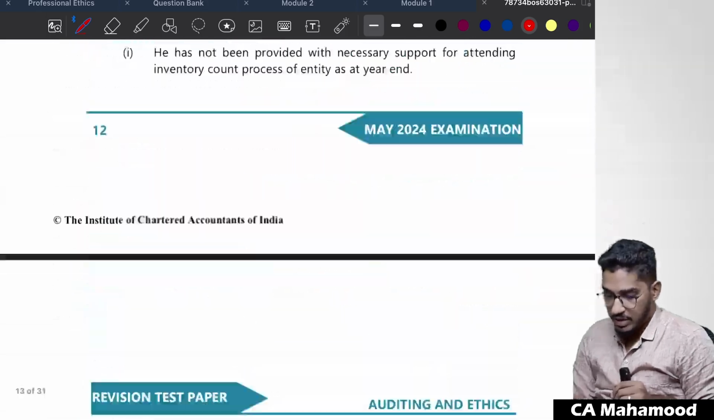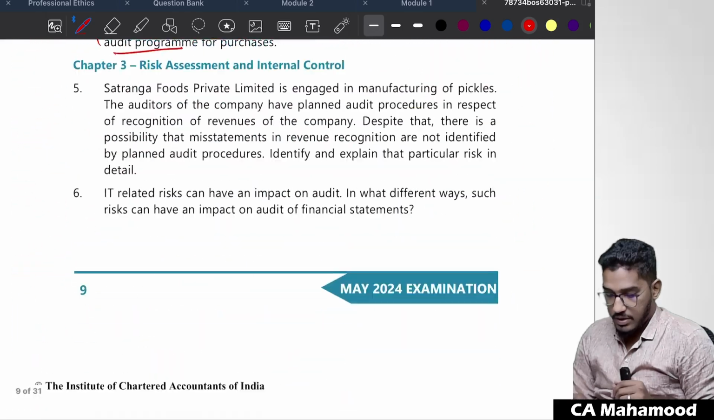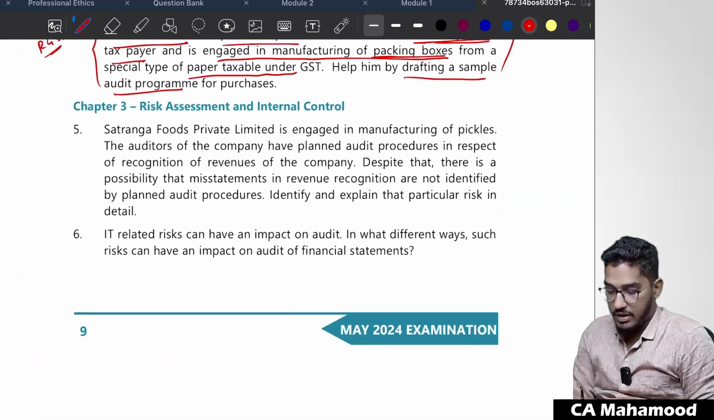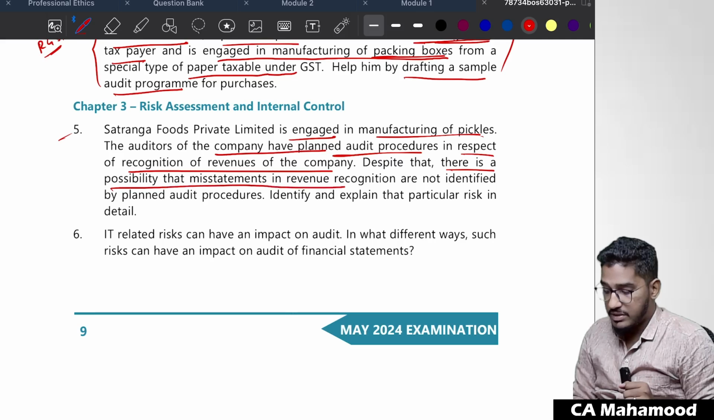Coming to the next question. Next one, risk assessment and internal control. Let us see. Satranga Foods Private Limited is engaged in manufacturing of pickles. The auditors of the company have planned audit procedures in respect of recognition of revenue of the company. Despite that, there is a possibility that misstatements in the revenue recognition are not identified by planned audit procedures.